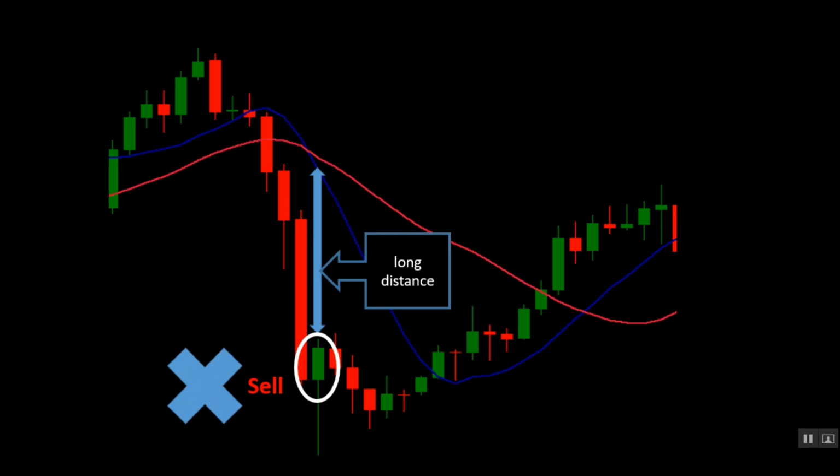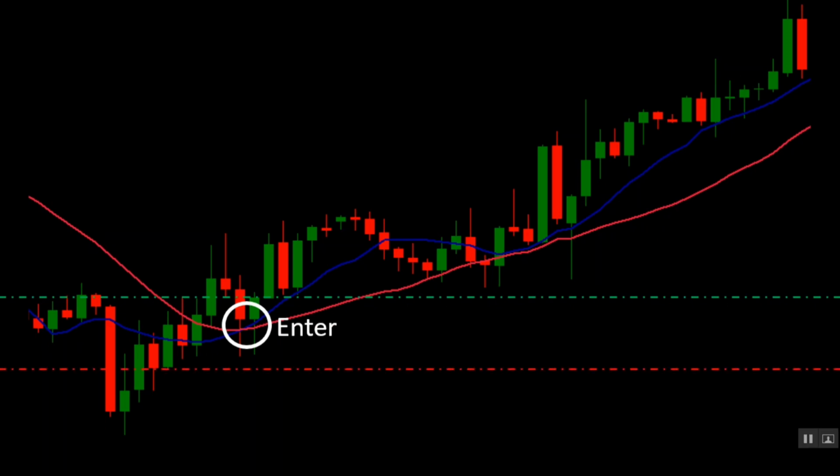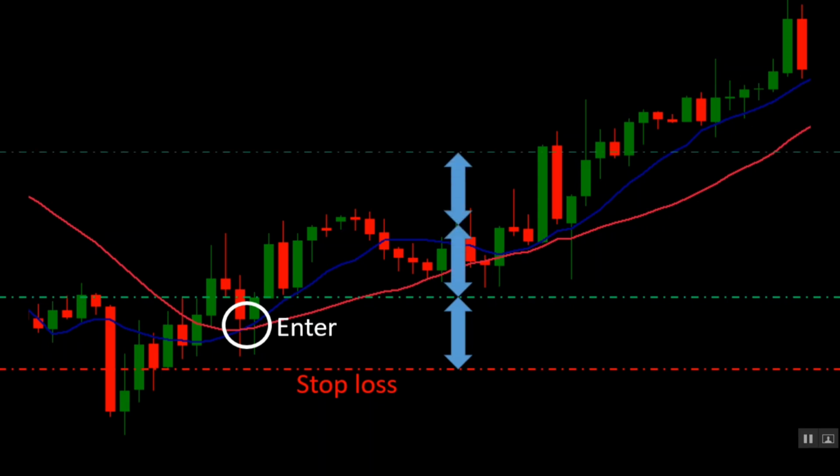Now that we know when to enter trades, let's talk about risk management, one of the most critical aspects of trading. Stop loss (SL). In buy trades, set your stop loss below the recent support level. In sell trades, place your stop loss above the recent resistance level. Take profit (TP). Use a 1-to-2 risk-to-reward ratio. For example, if your stop loss is 50 pips, aim for a 100 pip profit. Alternatively, exit when the moving averages give a reversal crossover.